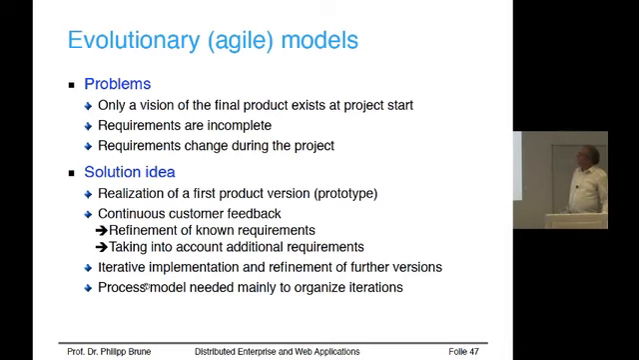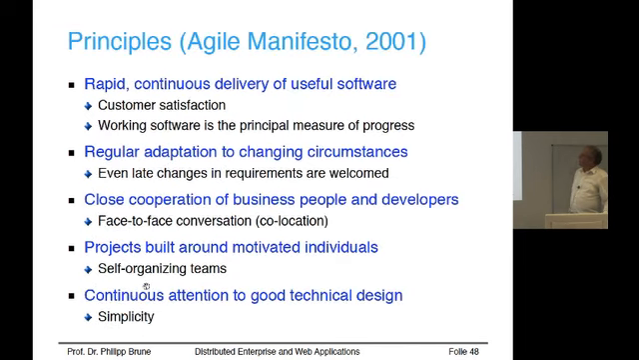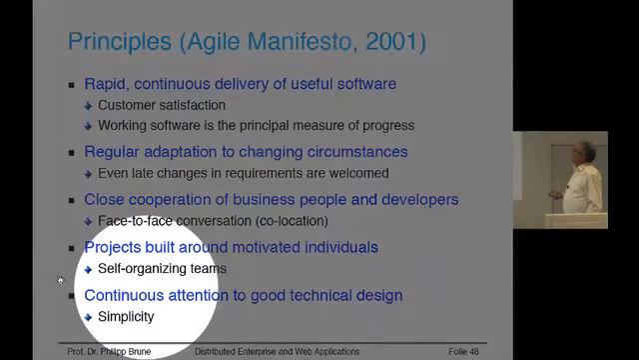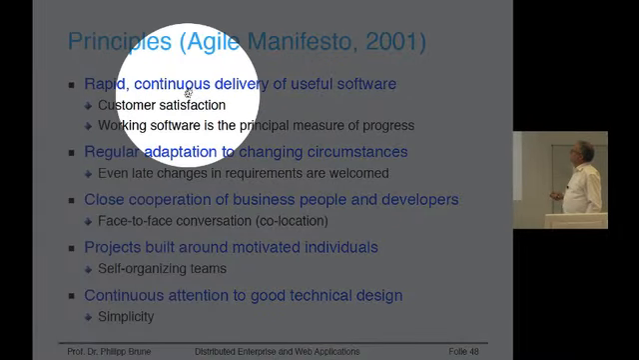And to come back to the question, what is agile? There have been some principles put up by the inventors of these first agile methods like Scrum and XP. So Kent Beck and Ken Schwaber and so on, Alistair Cockburn, they together formulated this Agile Manifesto in 2001. It's a web page, you can look that up on the internet. They formulated some fundamental principles that a good agile project should follow. So the first principle is rapid continuous delivery of useful software.